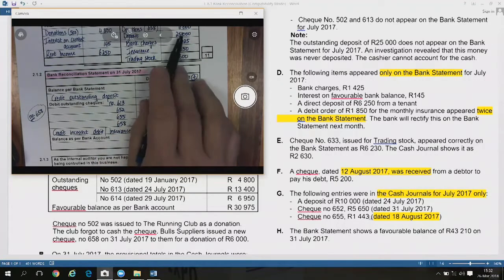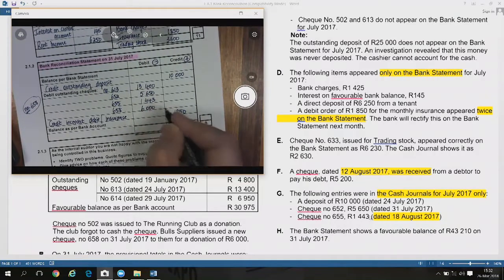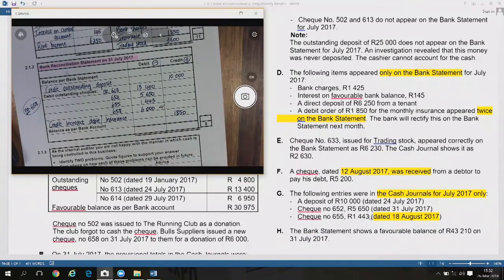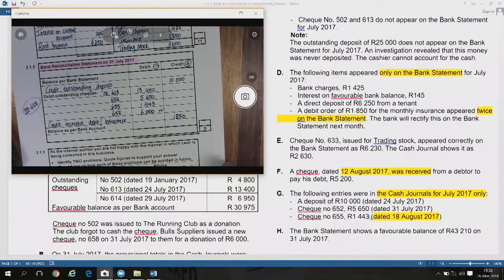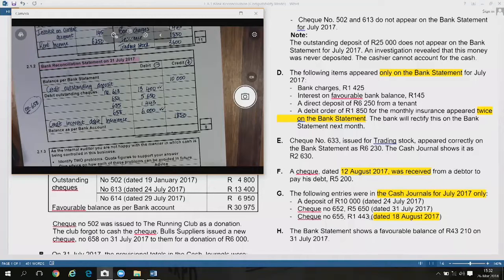Remember that donation check there, the donation check for 6,000 Rand. He will always count 2 marks because it is a new check that we must add in there. That one will also count 2 marks because that one comes from the previous bank reconciliation statement.